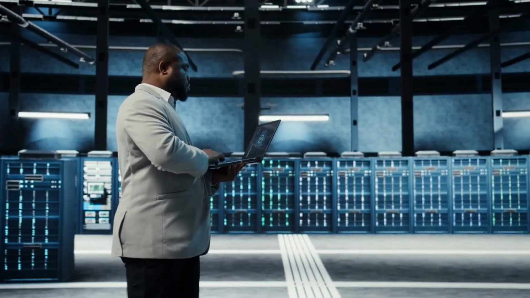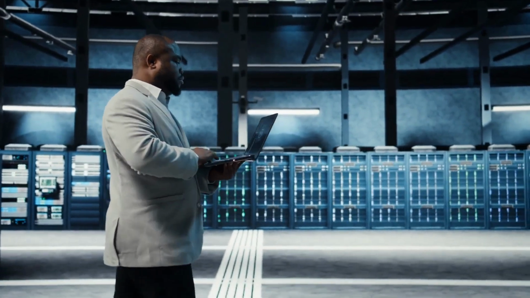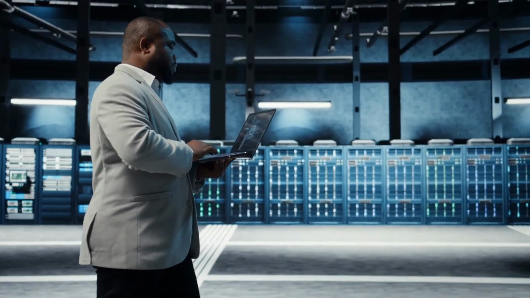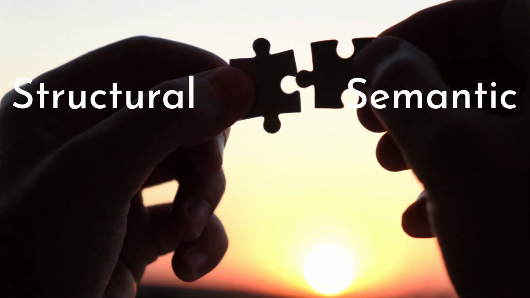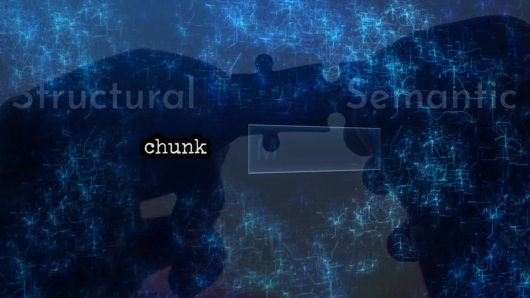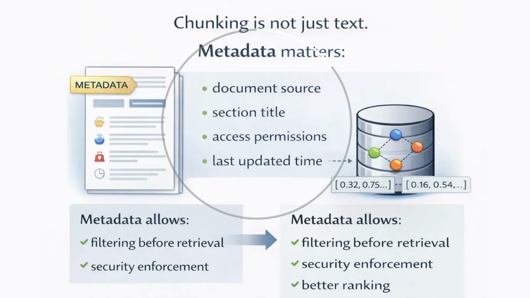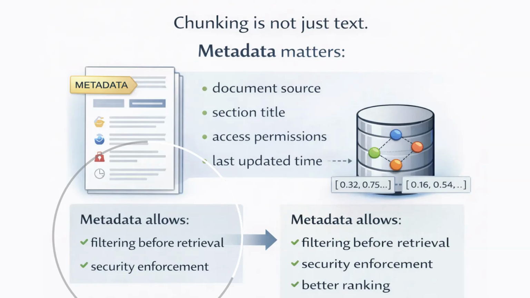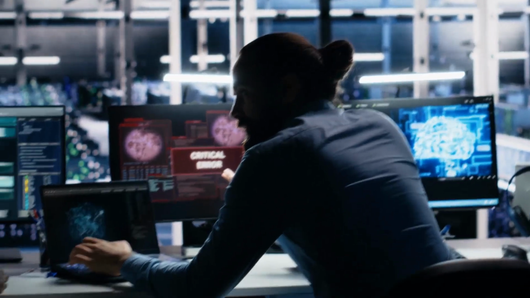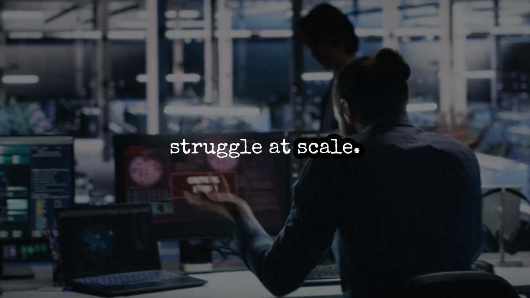In production systems, most teams use a hybrid approach: structure first, meaning second. A chunk is not just text, metadata matters. Document source, section title, access permissions, last update time. Metadata allows filtering before retrieval, security enforcement, and better ranking. Ignore metadata, and your RAG system will struggle at scale.